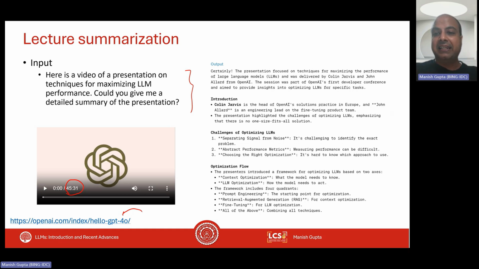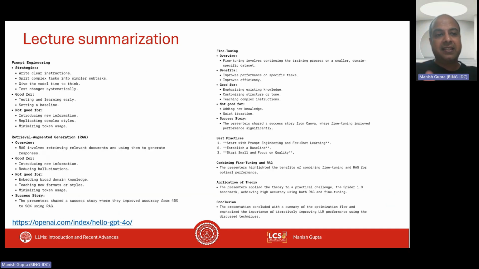In fact, it can actually create slides as well. It can say, hey, there is a first slide, introduction, challenges of optimizing LLMs, optimization flow, and it nicely gives you bullet points and sub-bullet points and so on. And it continues on the next slide, with more description as you see it here. So these are very nice tools that are available for lecture summarization.